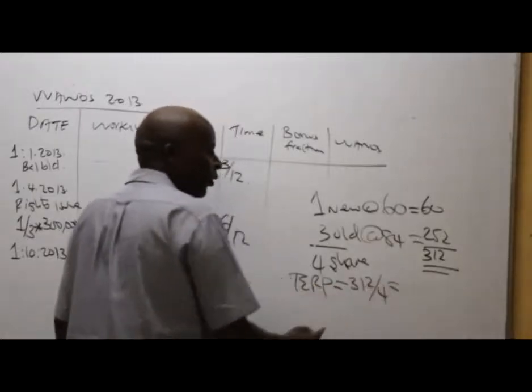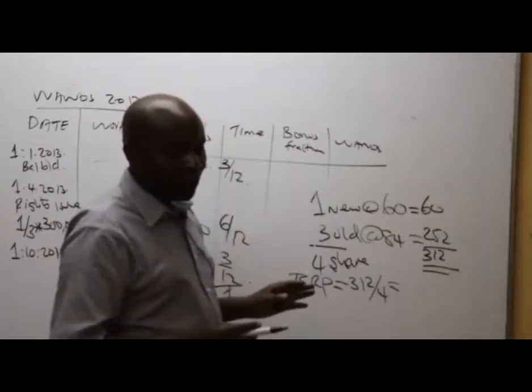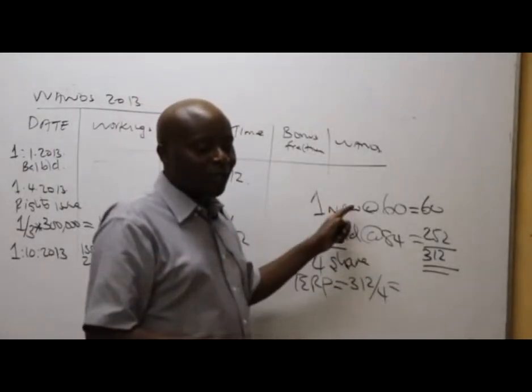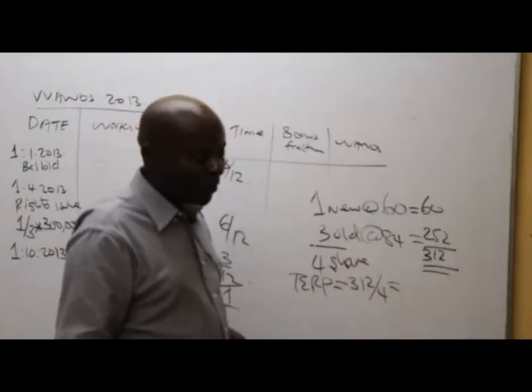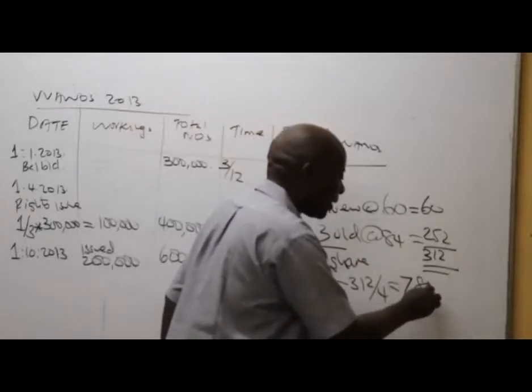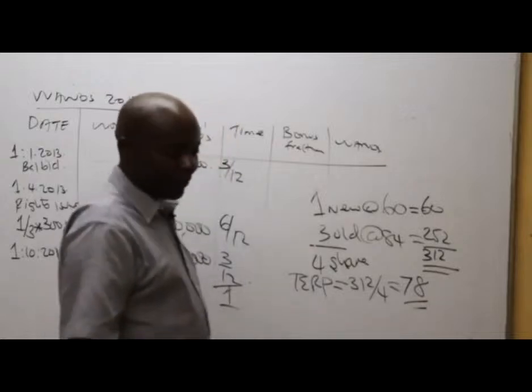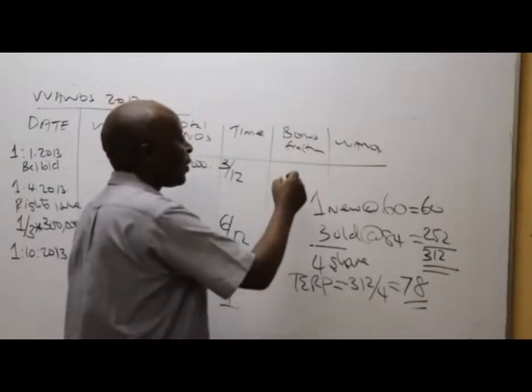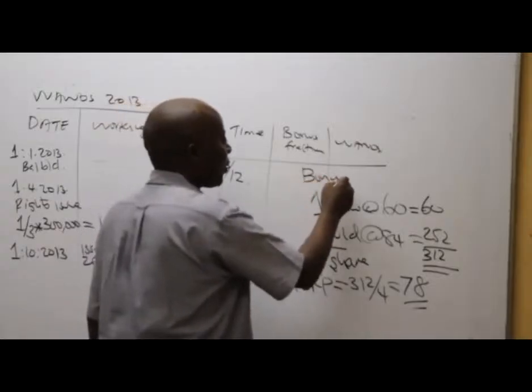Ladies and gentlemen, you may not have gotten anything from this teacher, but I so strongly believe that at least you have grasped the formula of the theoretical ex-rights price. You are not going home for nothing. So this is 78 like that. Then what is the bonus fraction? Let me see. What is the bonus fraction?